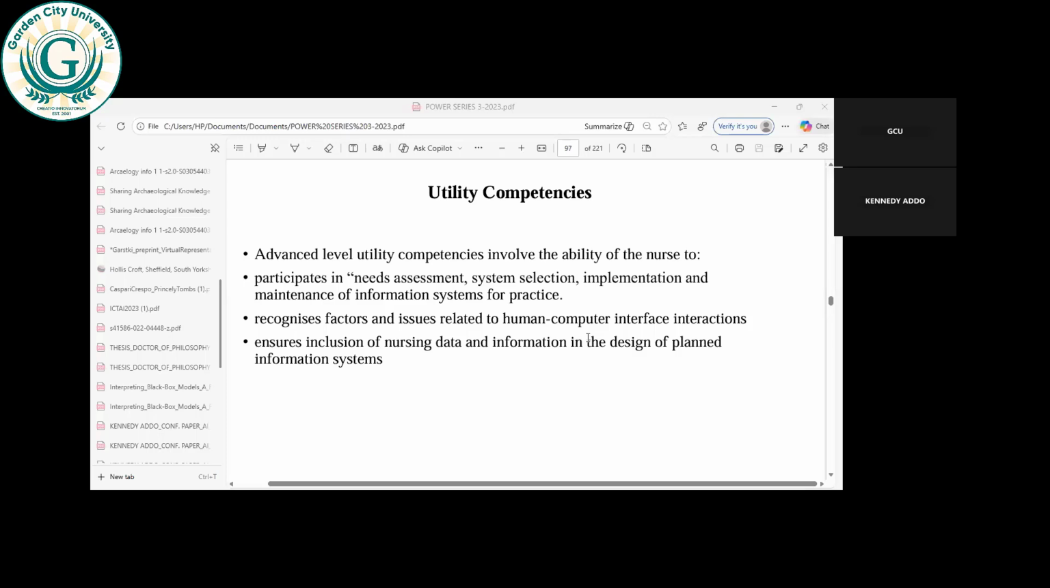Then you also look at other attributes like effectiveness, efficiency, and then overall satisfaction of the system. And then in terms of human-computer interaction, you also look at the interface, whether the interface has high resolution to accommodate data visualization, whether you are able to see clearly the information that you see on the screen. Very, very important.